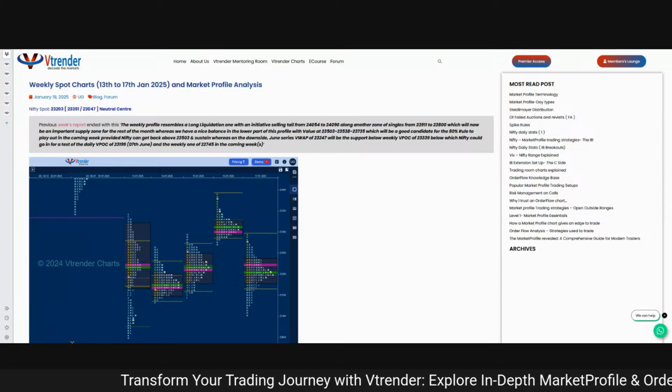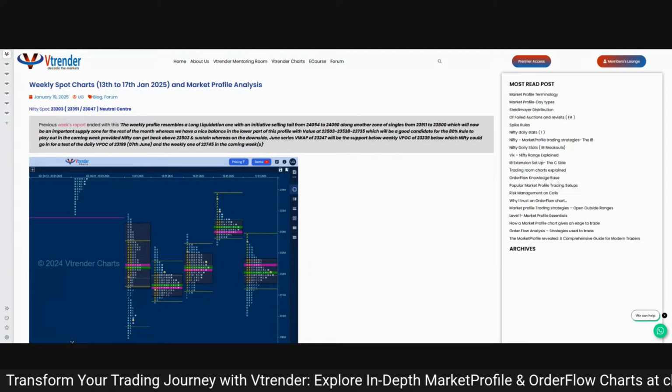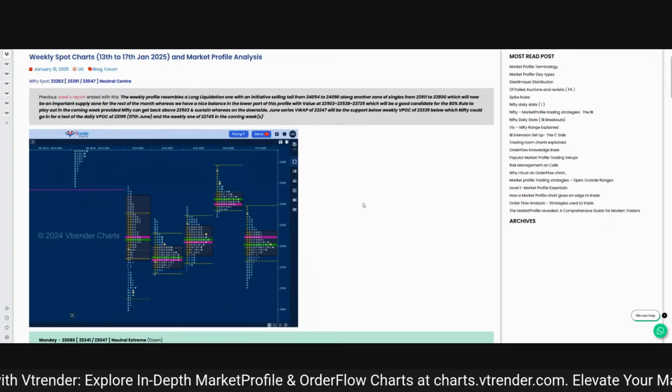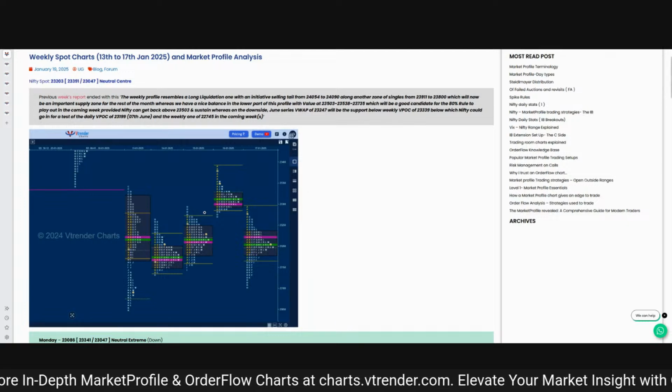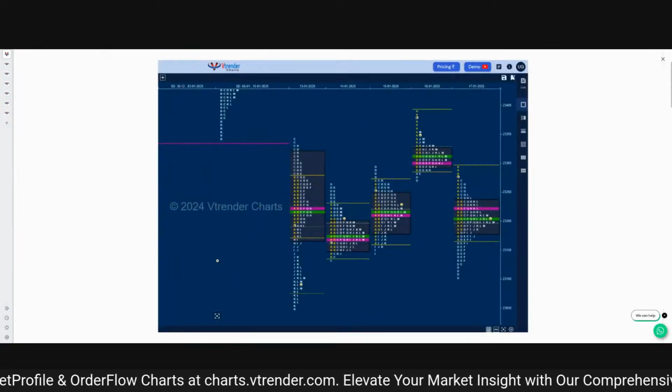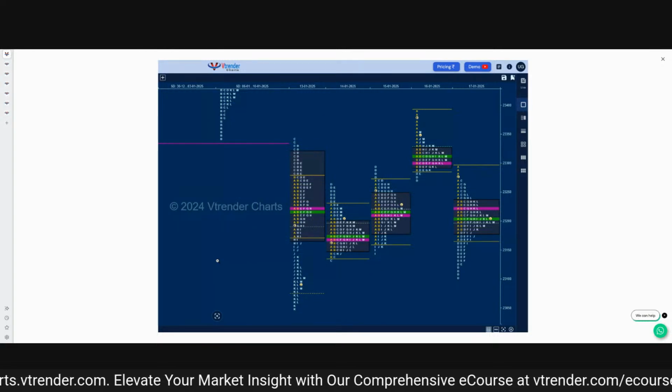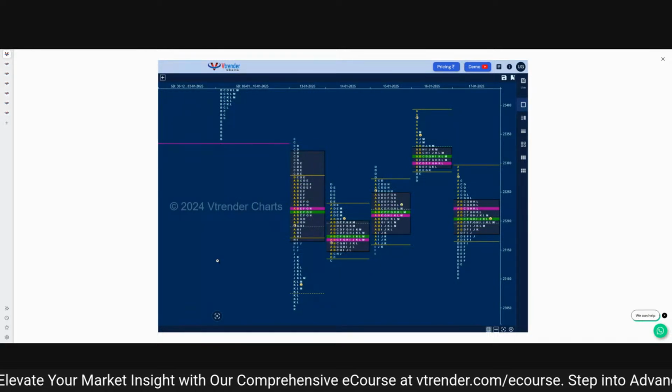To start with, the weekly report is up. This was published on Saturday. And what we did last week was a narrow range weekly profile in Nifty. So you can see how the week played out. We had more of neutral days. When we have neutral days, it means that there are two parties which are present on the day.